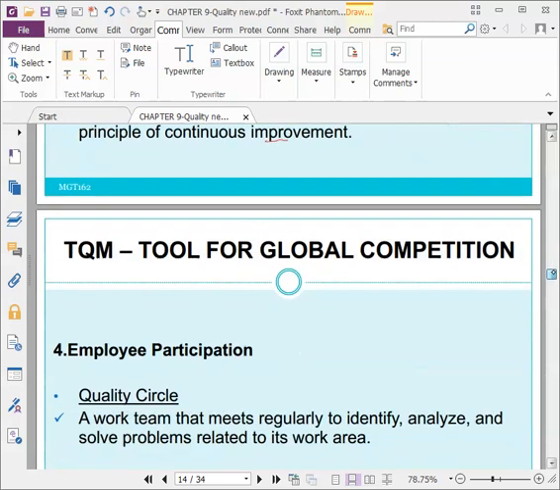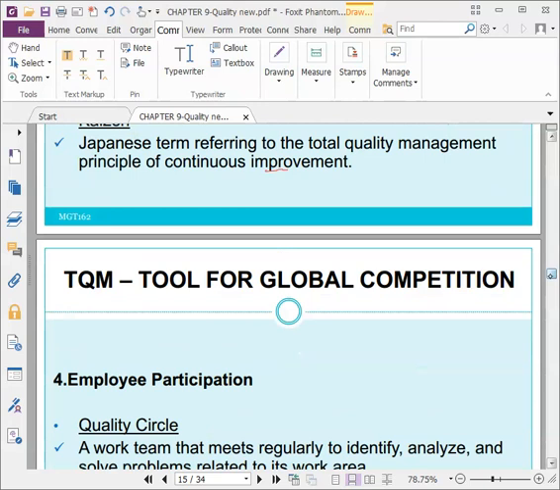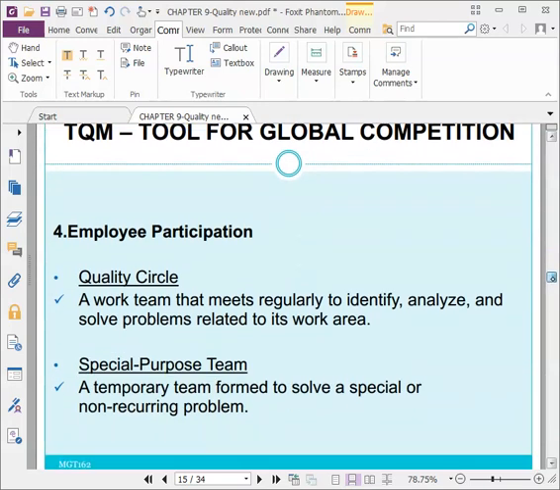Okay, and then let's look at the number 4, that is employee participation. Okay, employee participation, for example, the quality circle, a work team that meets regularly to identify, analyze, and solve problems related to its work area. So quality circle, siapa yang bertanggungjawab, siapa yang perlu participate dalam sesuatu production ke, dia kena make sure that the work area tu mesti mengamalkan quality.